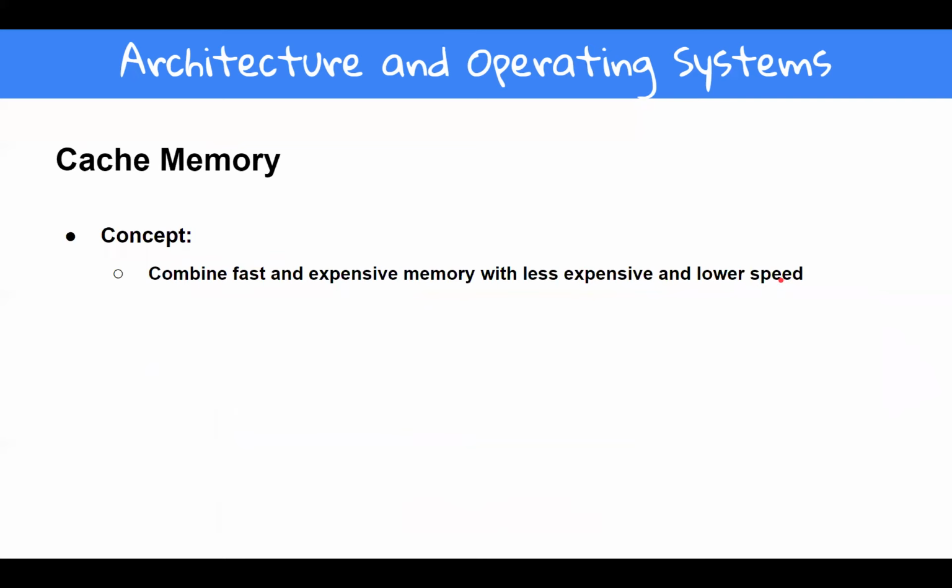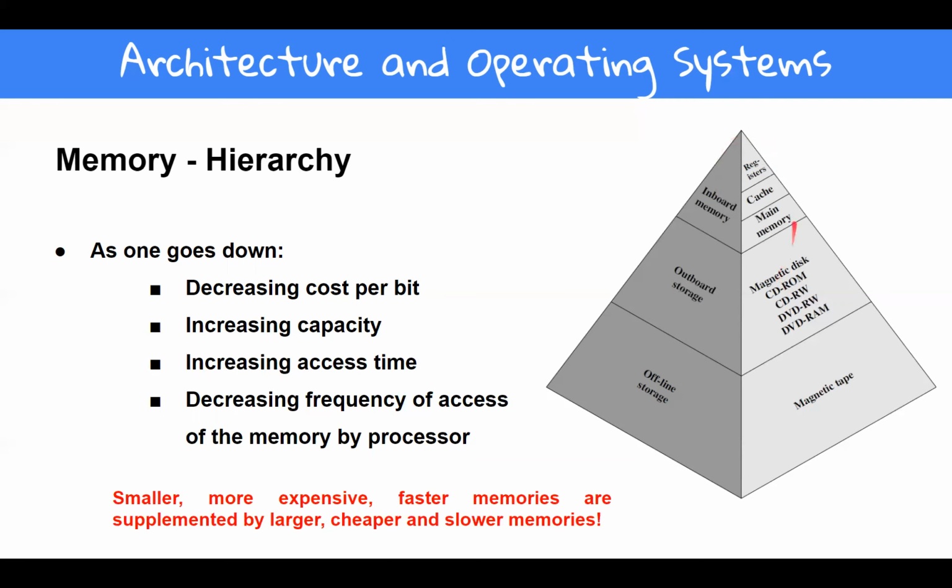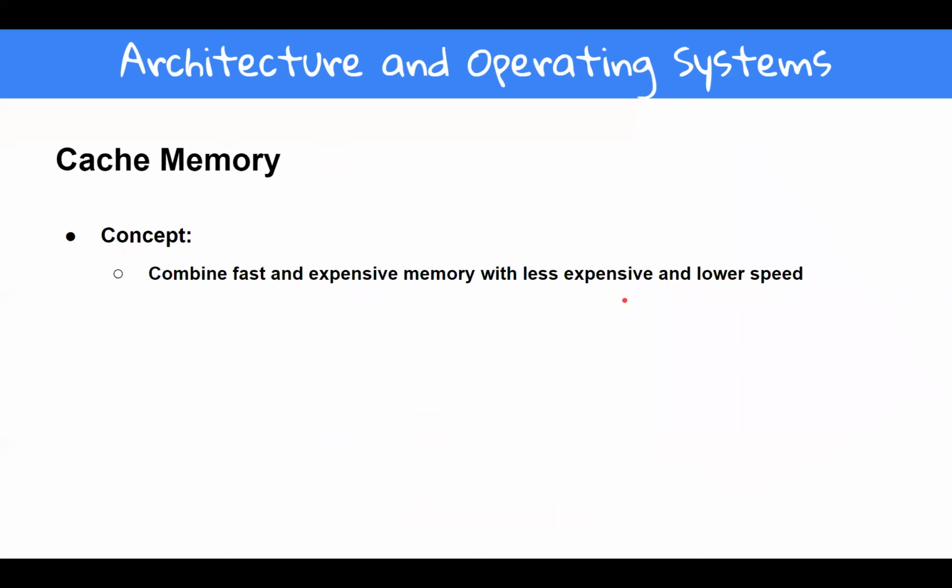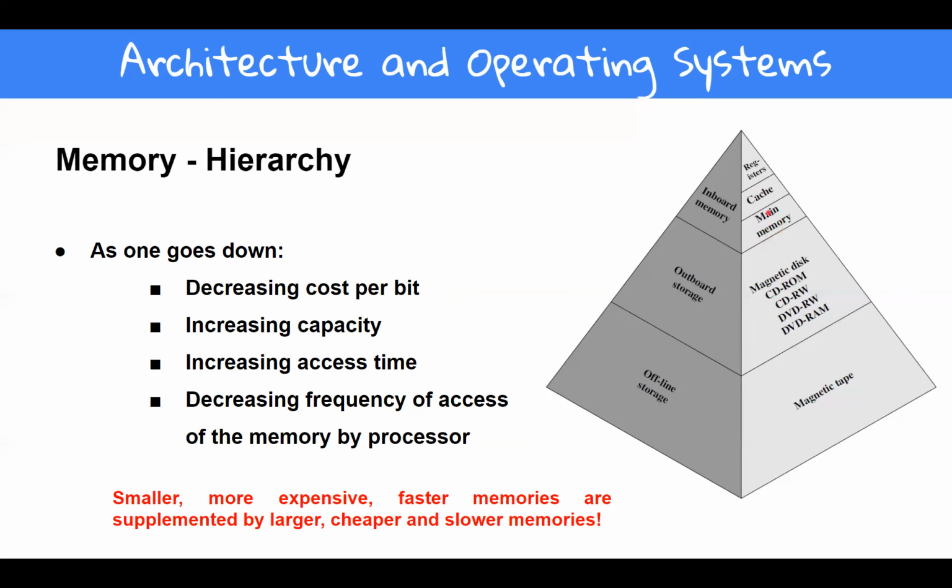The last thing that we've got to know is cache memory. What is cache memory? Because main memory we know and we learned about that. Registers, we discussed how they work. But here, only cache is left. What is cache? The concept of cache is the combination of fast and expensive memory with less expensive and lower speed memory. It means that cache is a buffer between these two.